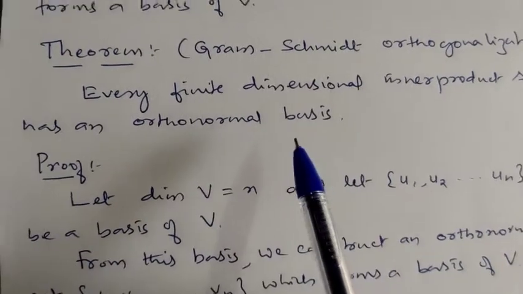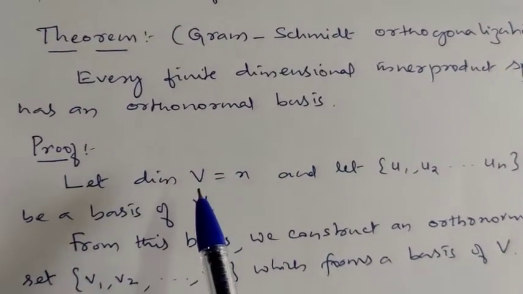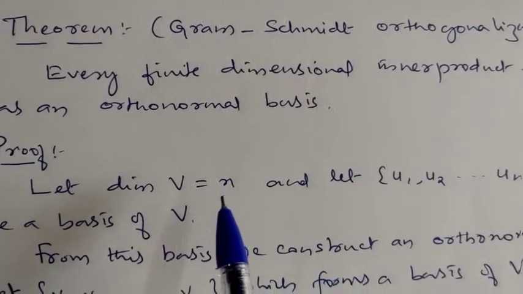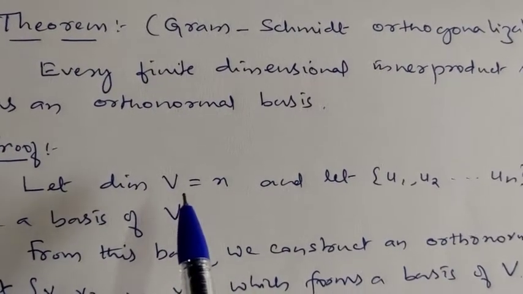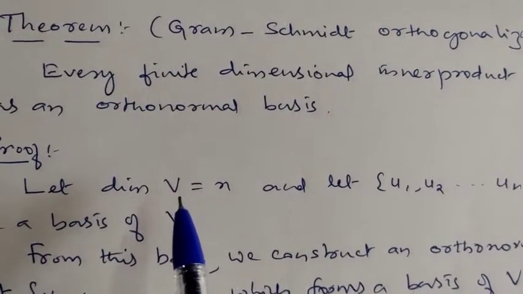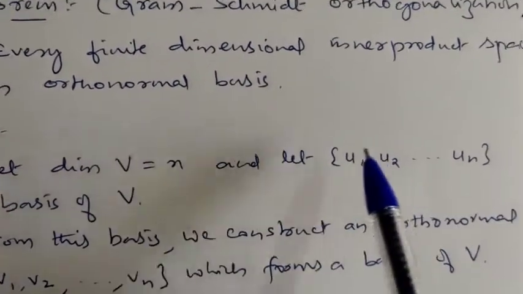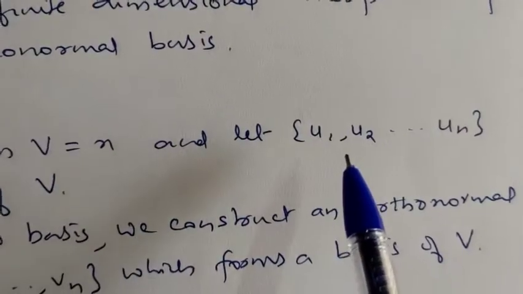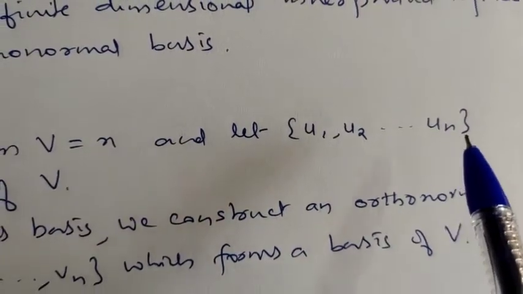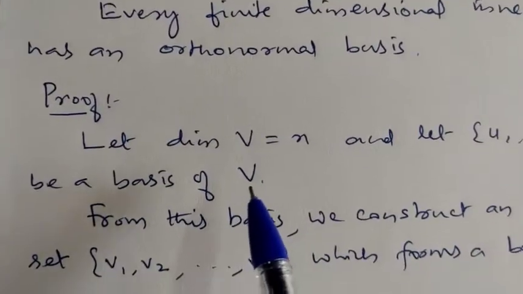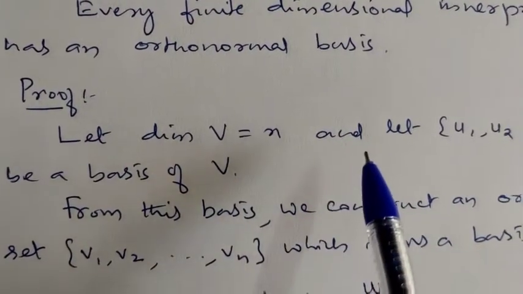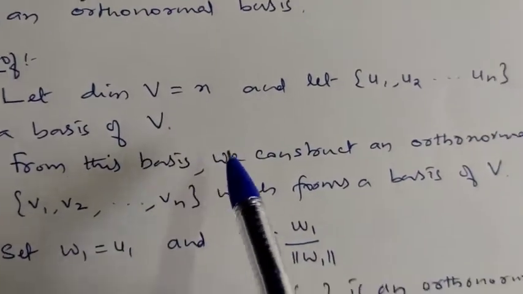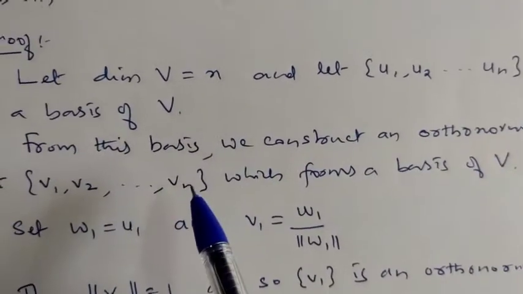Here let V be an inner product space with dimension n. Then V is a vector space of dimension n, and therefore it has n basis elements. I will choose u1, u2, etc., un as a basis of V. They are the ordinary basis elements. From these ordinary basis elements I will construct an orthonormal set v1, v2, etc., vn.